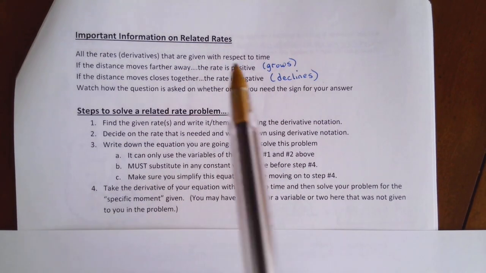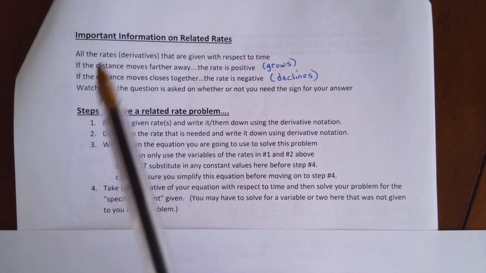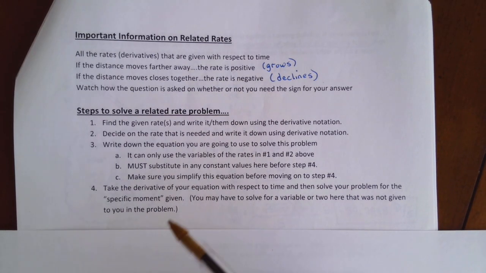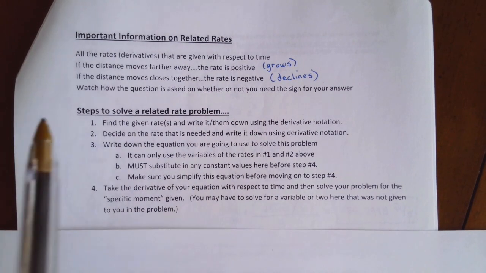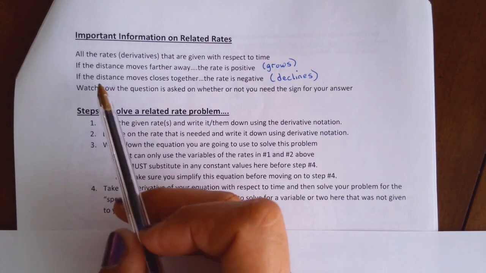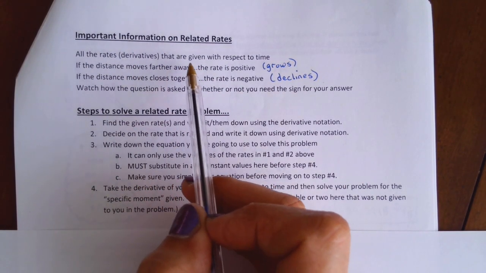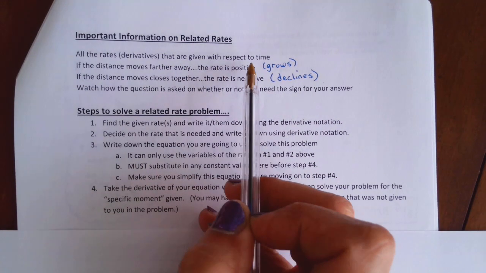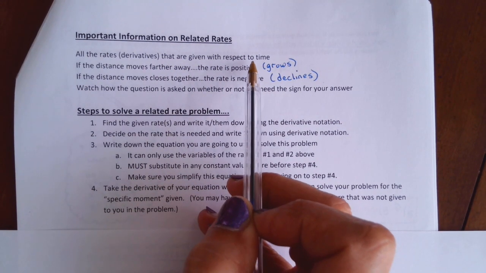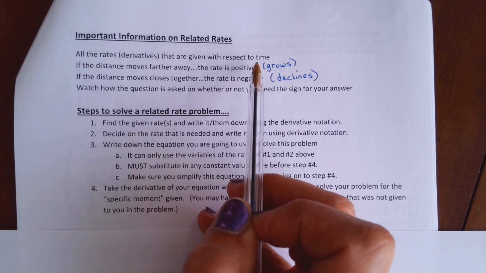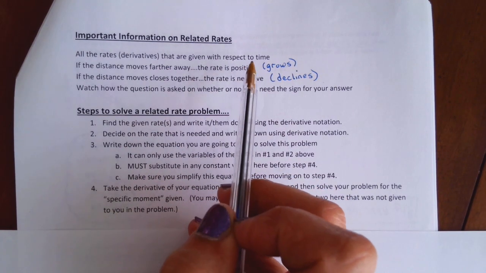Okay, so I have this. You guys should print it out anyway because there are extra problems that we're going to work together. But at the top, just some important information. Okay, so all the rates, which are derivatives that you are going to be working with, that you're given, are going to always be with respect to time. Okay, like I just said, miles per hour, minutes per second. Okay, so always with respect to time.